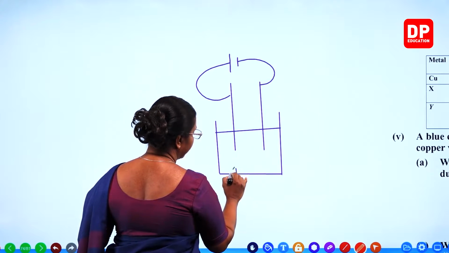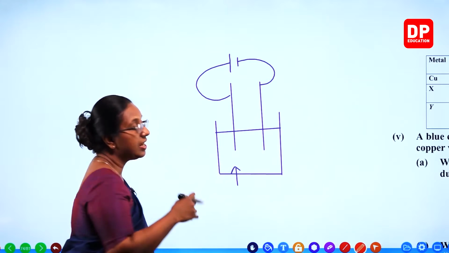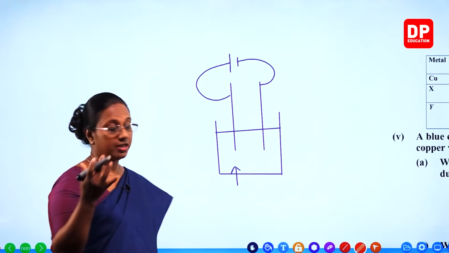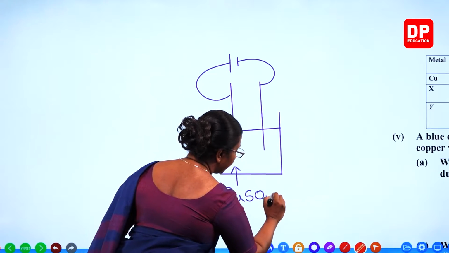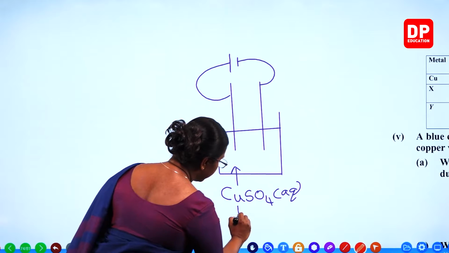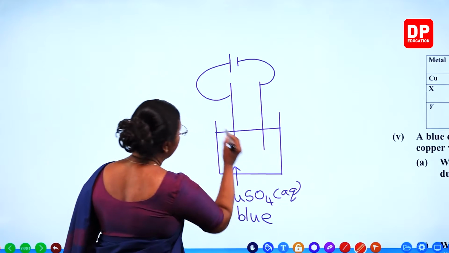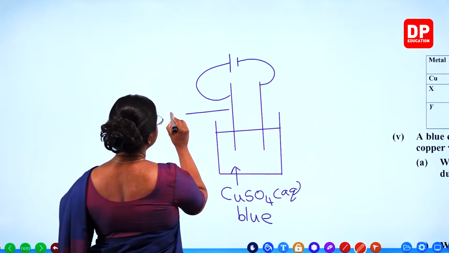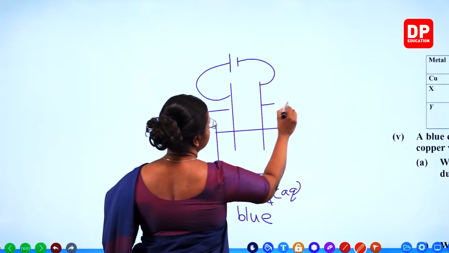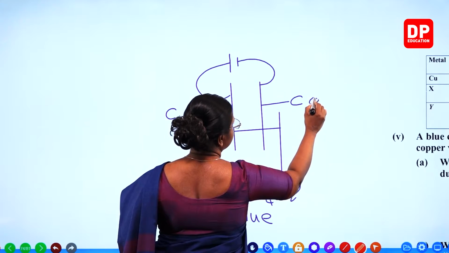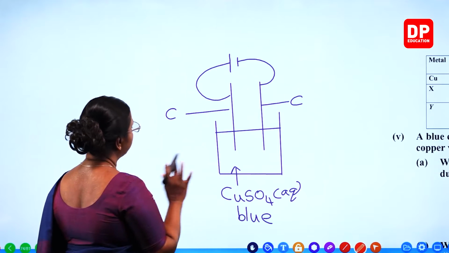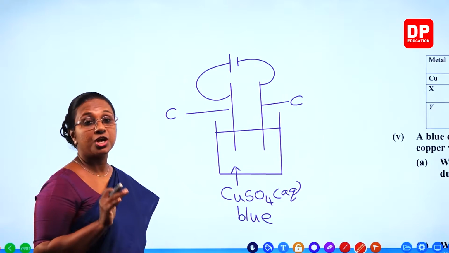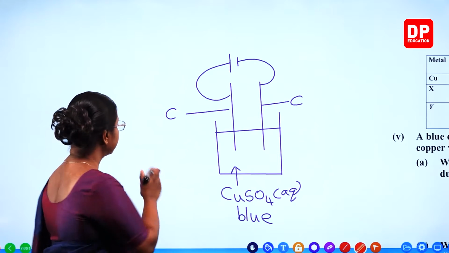So here you have the electrolyte. Now they have said copper with sulfate, copper sulfate. So this is copper sulfate, aqueous, and you all know it is blue in color. And these are graphite electrodes, carbon. This is also carbon graphite. Both are graphite electrodes. You all know carbon graphite.